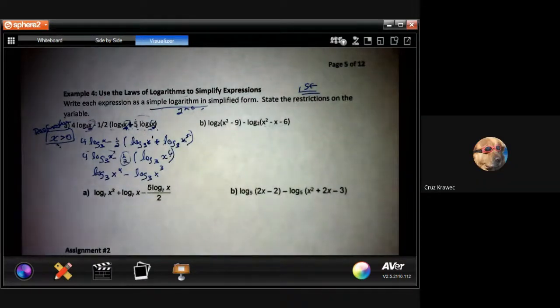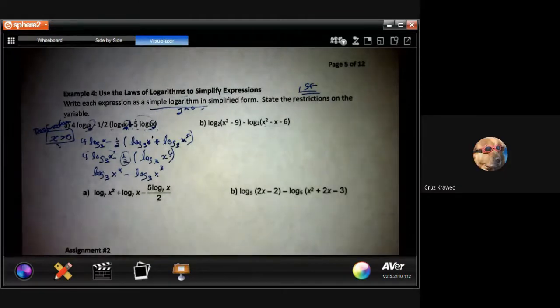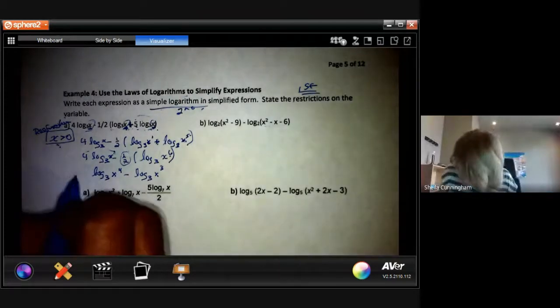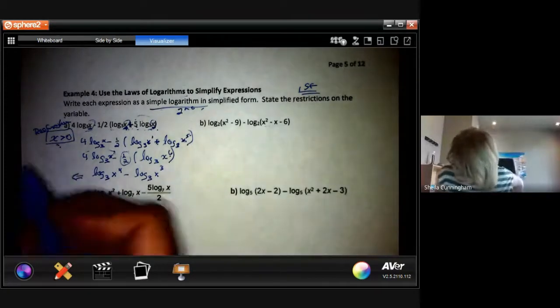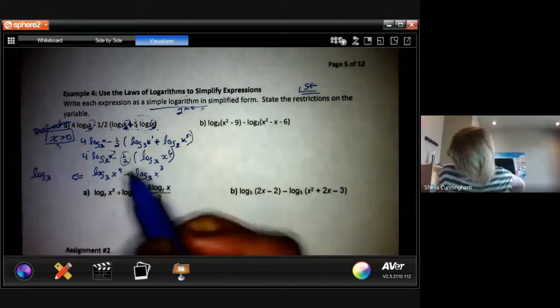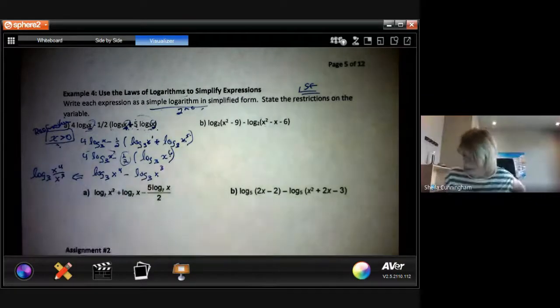Okay, and now what's my last step? Division? Yes, absolutely. I'm going to go in this direction because I'm running out of room. So I should have log 3, and I'm going to have x to the power of 4 over x to the power of 3 then, right?